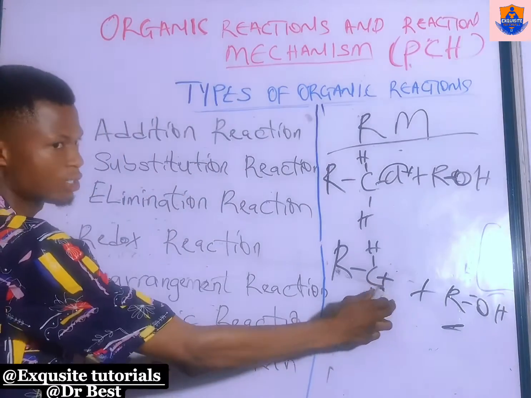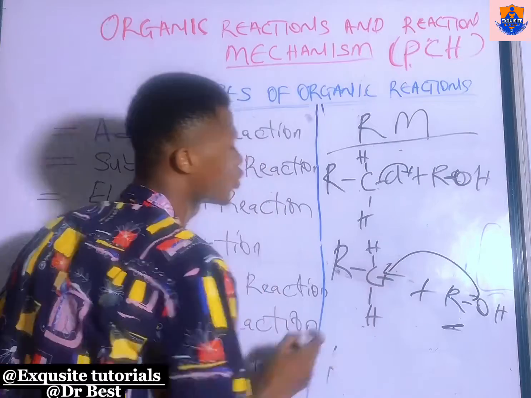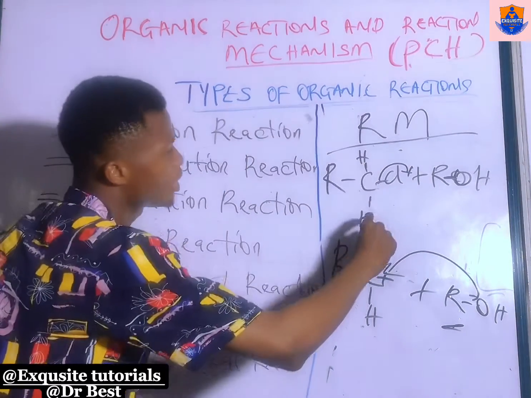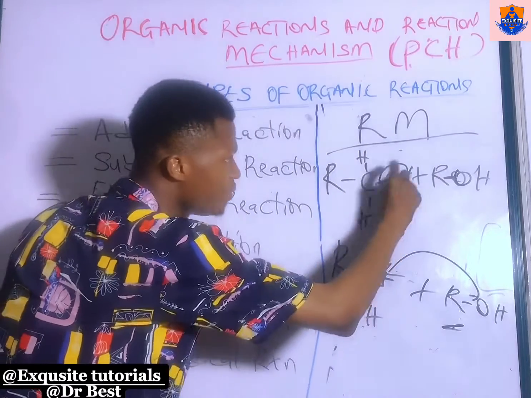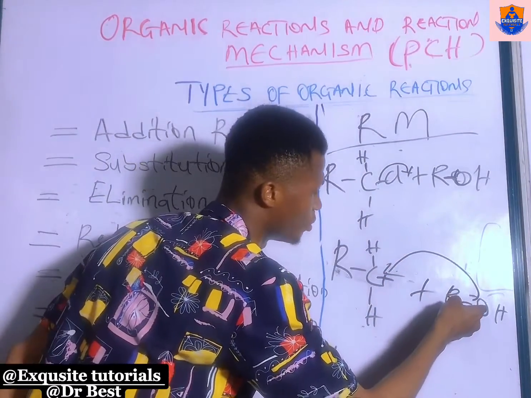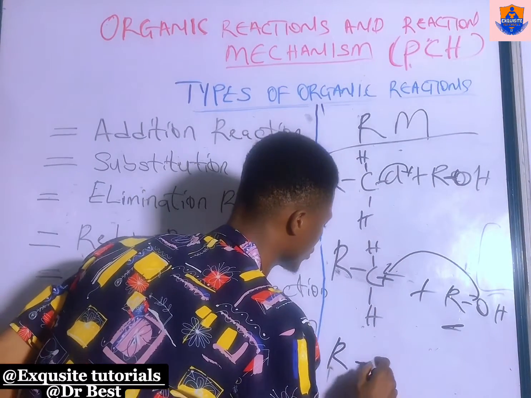At this point, this is unstable. The electrons here forming this bond will leave here to come to this place. So first, there's a movement of electrons from here leaving this place to break this bond here. There's a movement of electrons from here to come to this place and give you this.